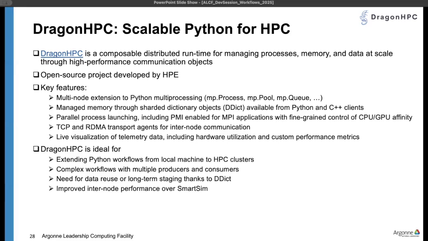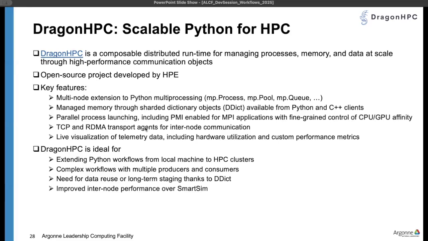multiprocesses. So if you're familiar with Python multiprocessing, for example, MP process, MP pool, MP queue, what Dragon HPC allows you to do is effectively scale that up to multi-node, though without any changes to your code. So that's one of their key features.